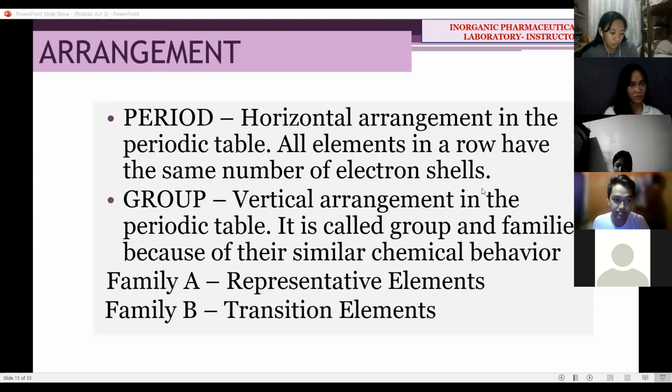So how about the arrangement? Na-mention ko na kagaina, period pag horizontal, and it represents the number of electron shells. Kung sa period 1, then isa ka electron shell. And hangtod sa 7. So if you are asked how many periods are there in the periodic table, we only have 7. Now for the groups, that is the vertical arrangement, patayo.